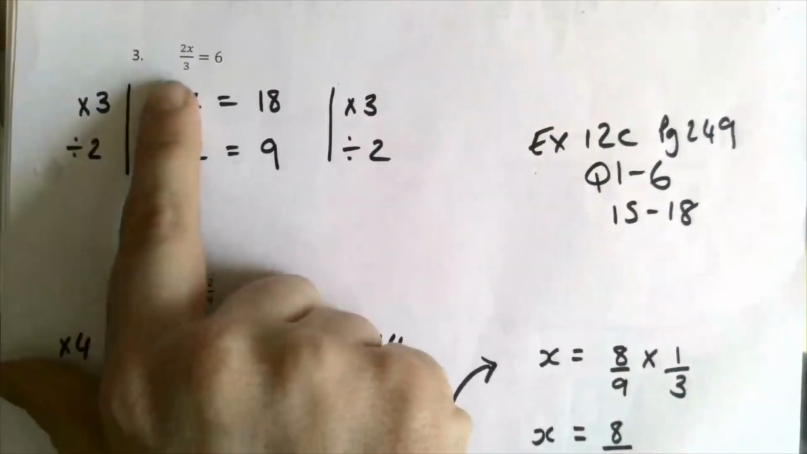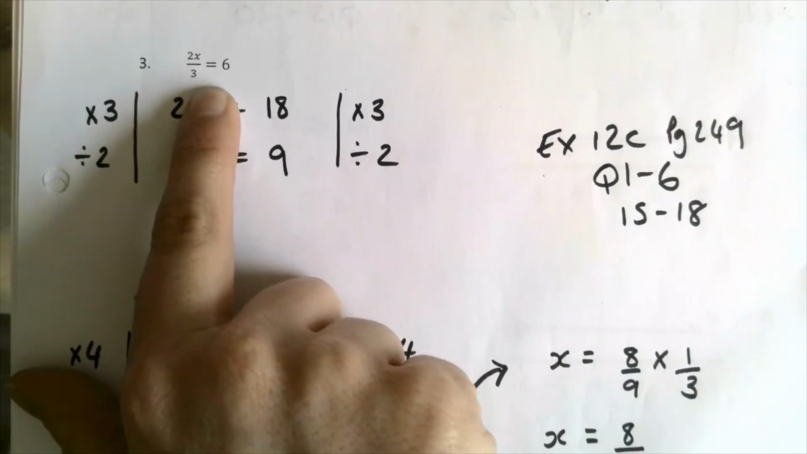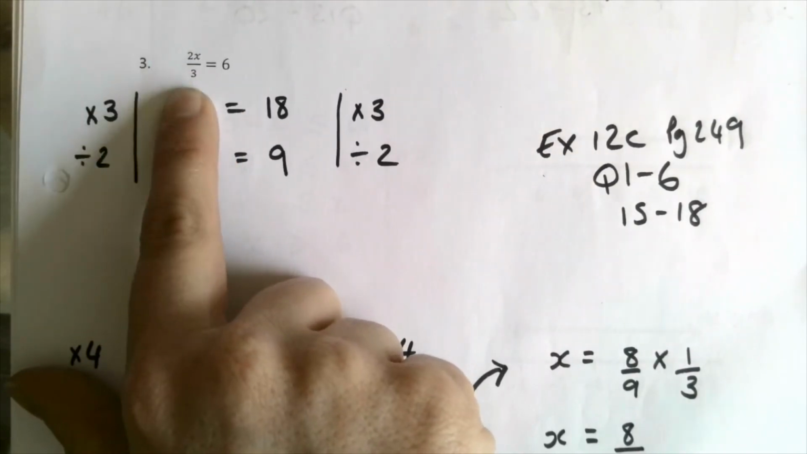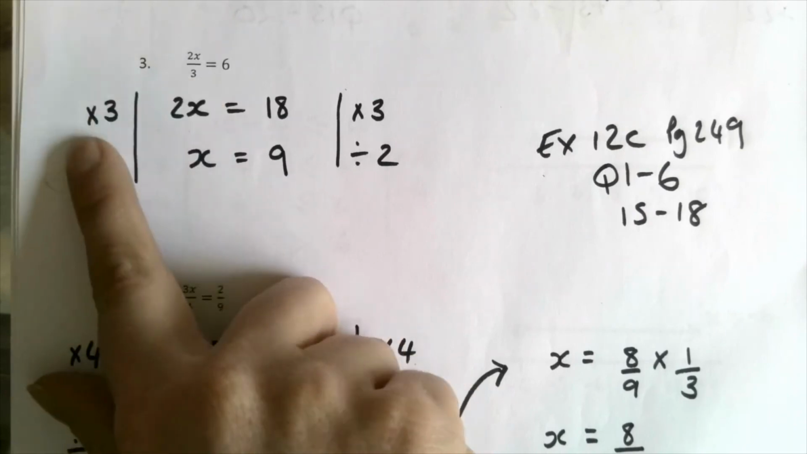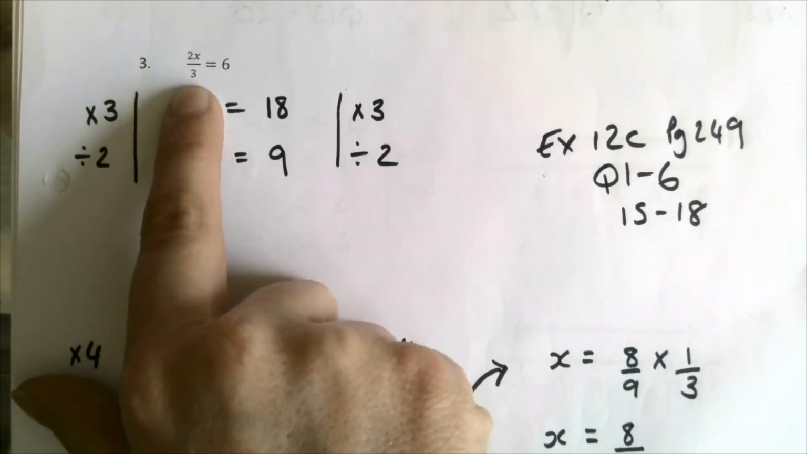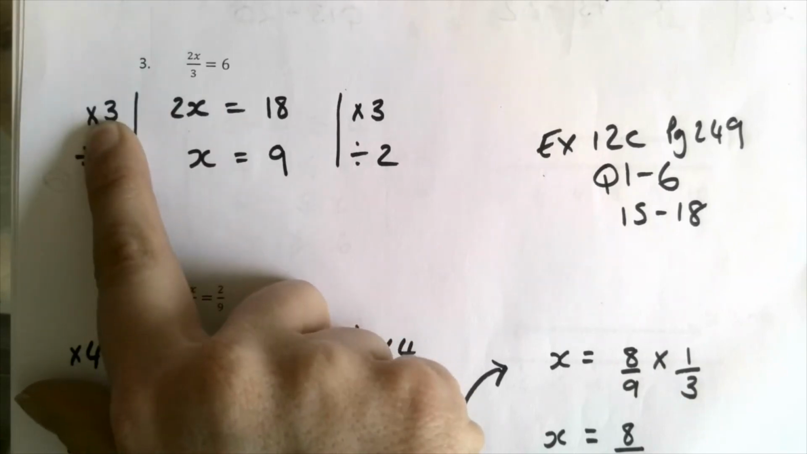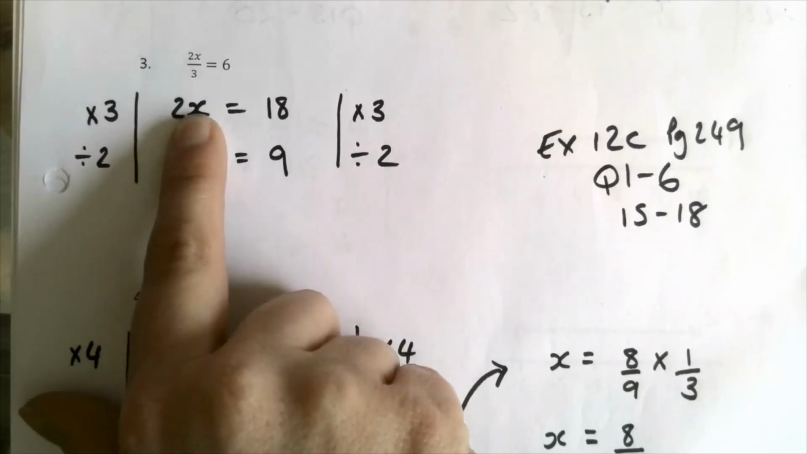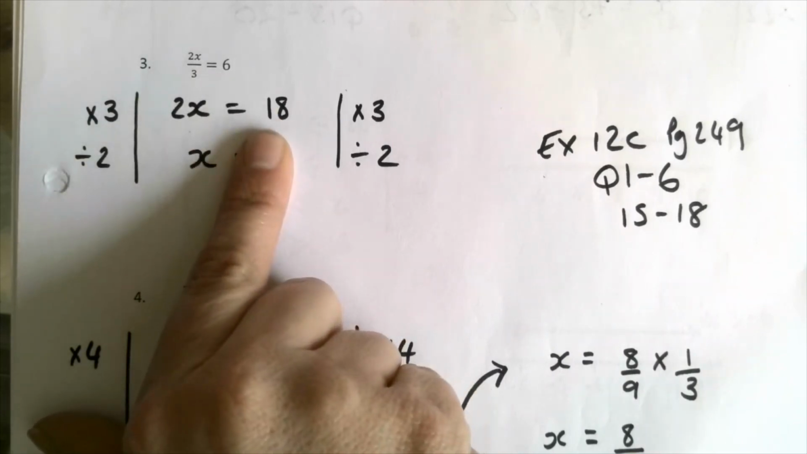So we've got 2x over 3 equals 6. So there's more steps that we need to account for in this one. The first thing I would always do would be to get rid of anything on the bottom line. So I need to multiply both sides by 3 because x is currently getting divided by 3. So if I multiply both sides by 3, then that leaves me with 2x on the left hand side equals 6 times 3 gives me 18.